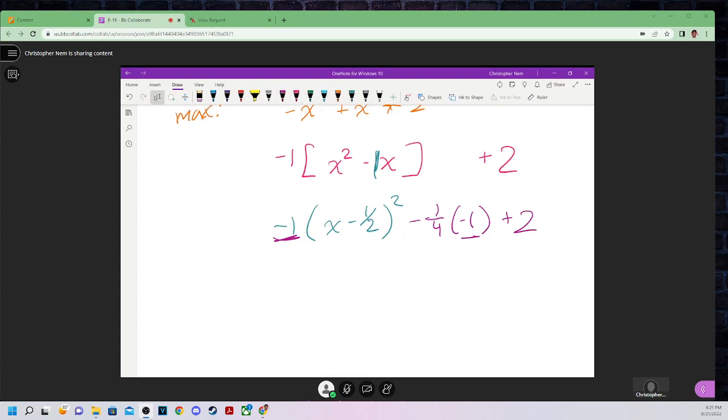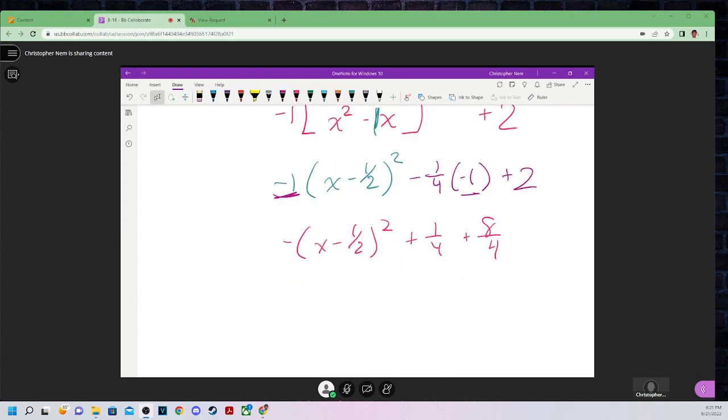After that, we can simplify everything. We got negative x minus 1/2 squared, plus 1/4 plus 2, but we have to add fractions together. So this is going to be 8/4. And then, what function did I call this?